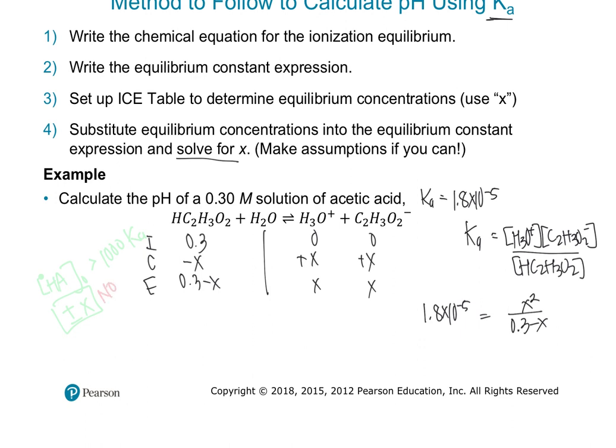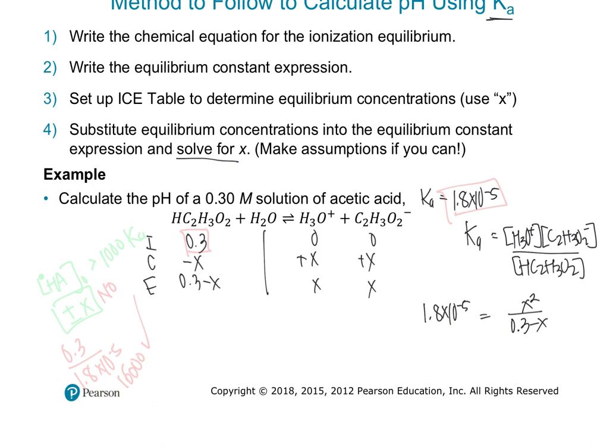Okay, so what I'm going to do here is divide my 0.3 by my Ka to find my ratio. Ka is 1.8 times 10 to the negative fifth. So if I do 0.3 divided by that, I get 16,000. So I can, yes indeed, do this approximation.